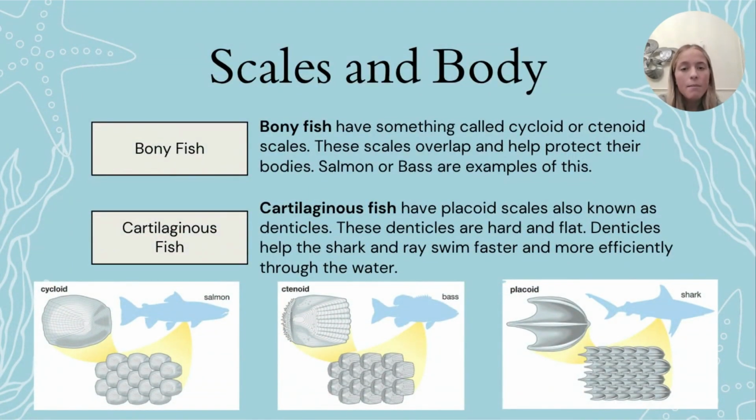Scales and body. Bony fish have something called cycloid or ctenoid scales. These scales overlap and help protect their bodies. Salmon or bass are examples of this. Cartilaginous fish have placoid scales, also known as denticles. These denticles are hard and flat. Denticles help the shark and ray swim faster and more efficiently through the water. So on the bottom, you can see examples of cycloid and ctenoid scales, which are bony fish. And then on the right, you can see placoid scales, which are for cartilaginous fish such as a shark.